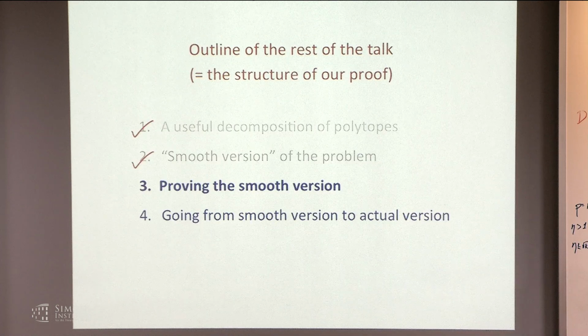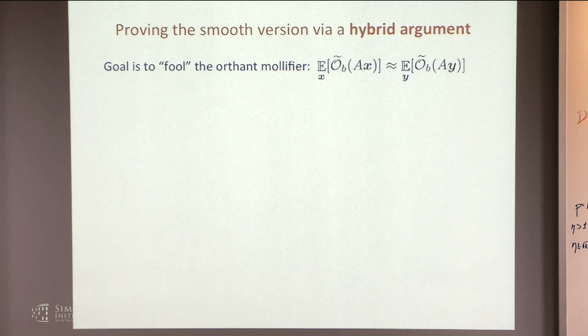Okay, so good, I have time. Let me talk about the main part of the paper, which is just proving the smooth version and how to go from the smooth version to the actual version. So I'll go to the full, not the orthant indicator, but the orthant mollifier. So this smooth function cannot tell the difference whether you feed it AX or AY.